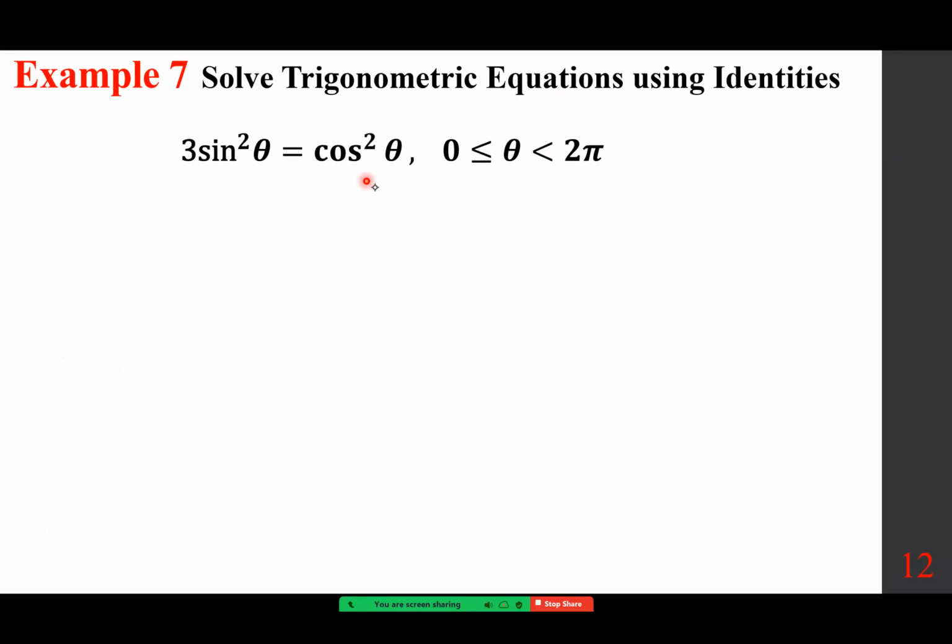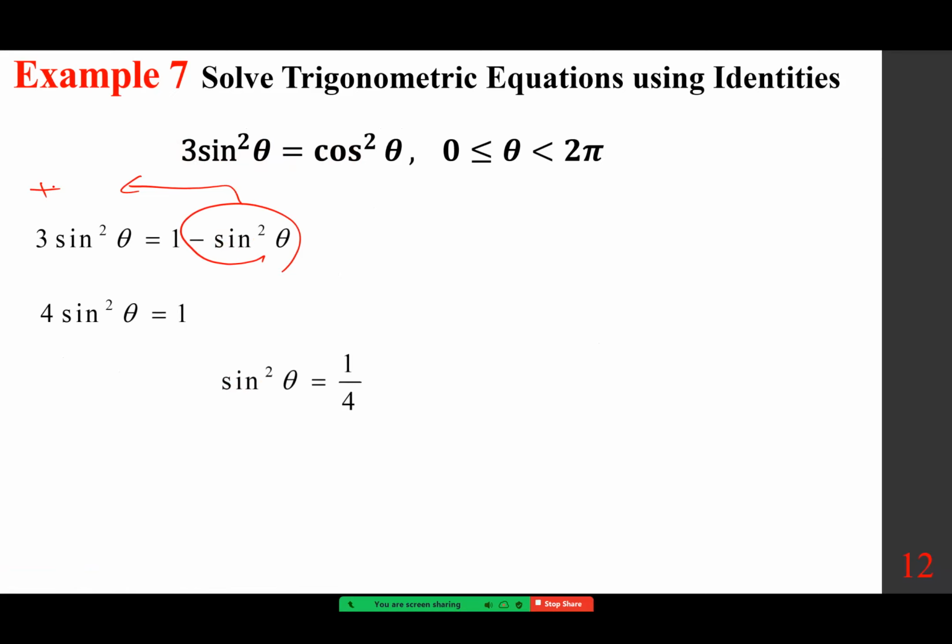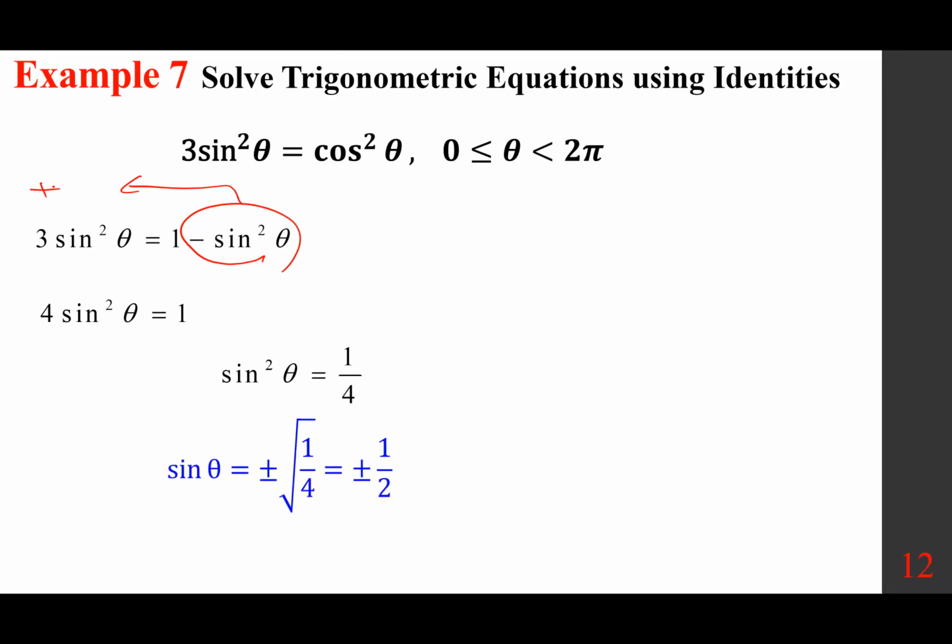3 sine squared equals cosine squared. I've already reminded you that sine squared plus cosine squared is 1. So just change one of them. It doesn't matter. Since this has 3, let's change this one to 1 minus sine squared. If I bring this one to this side, it becomes plus, and we have 4 sine squared equals 1. I'm going to keep the 1 on the other side because it's easier to divide by 4, and then take a root. Sine is plus or minus the square root of 1/4, which is plus or minus 1/2.